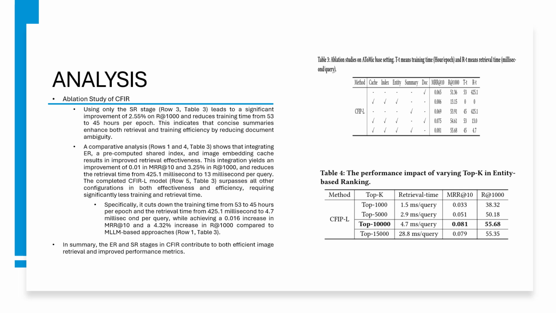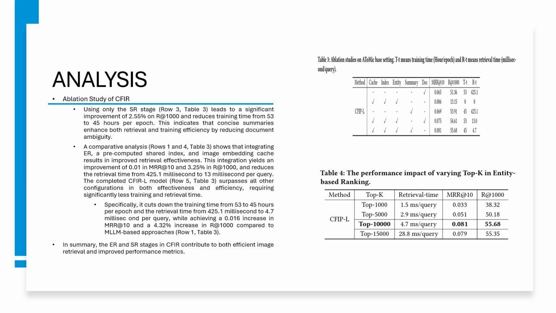Comparative analysis in rows 1 and 4 in Table 3 shows that integrating ER, a pre-computed shared index, and image embedding cache results in improved retrieval effectiveness. These integrations yield an improvement of 0.01 in MRR at 10 and 3.25% in R at 1000 and reduce the retrieval time from 105.1 milliseconds to 13 milliseconds per query.